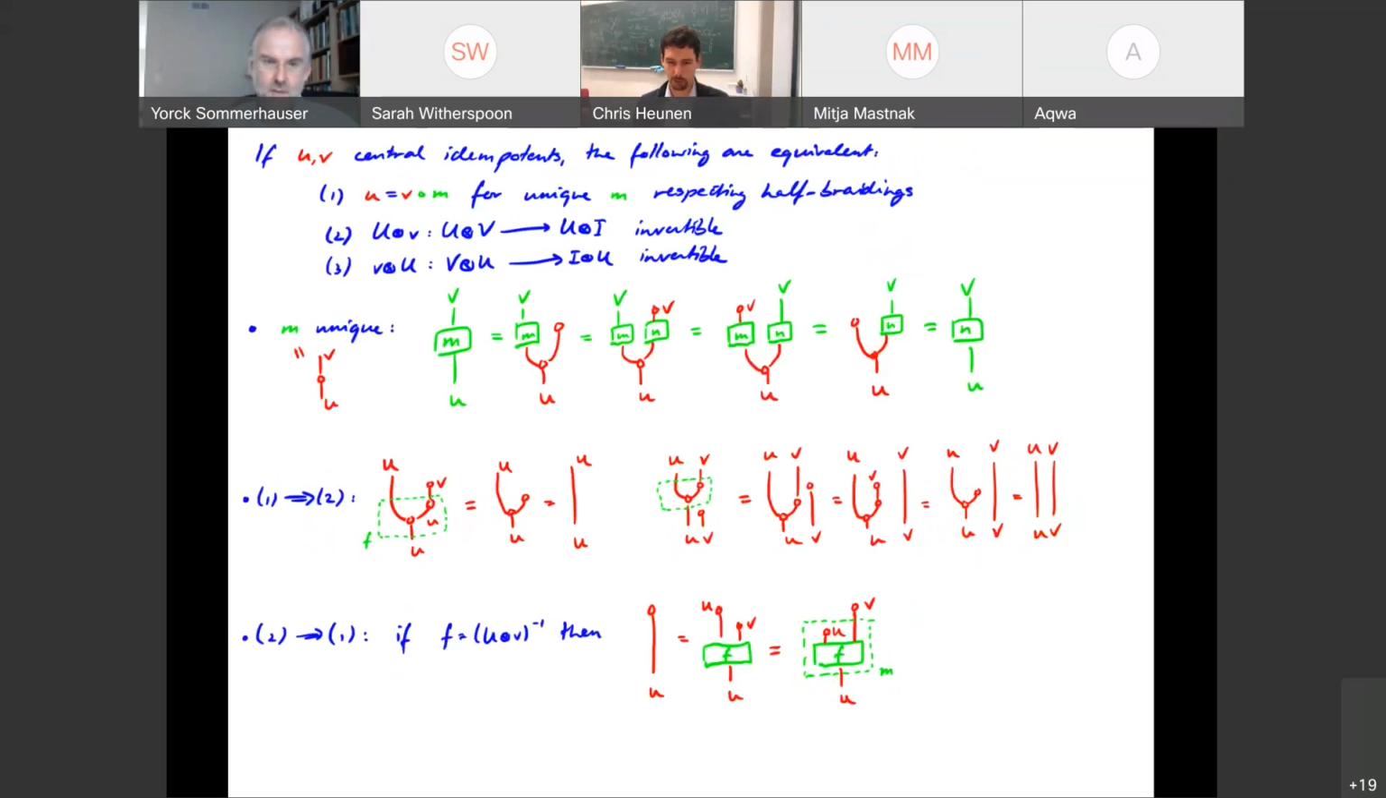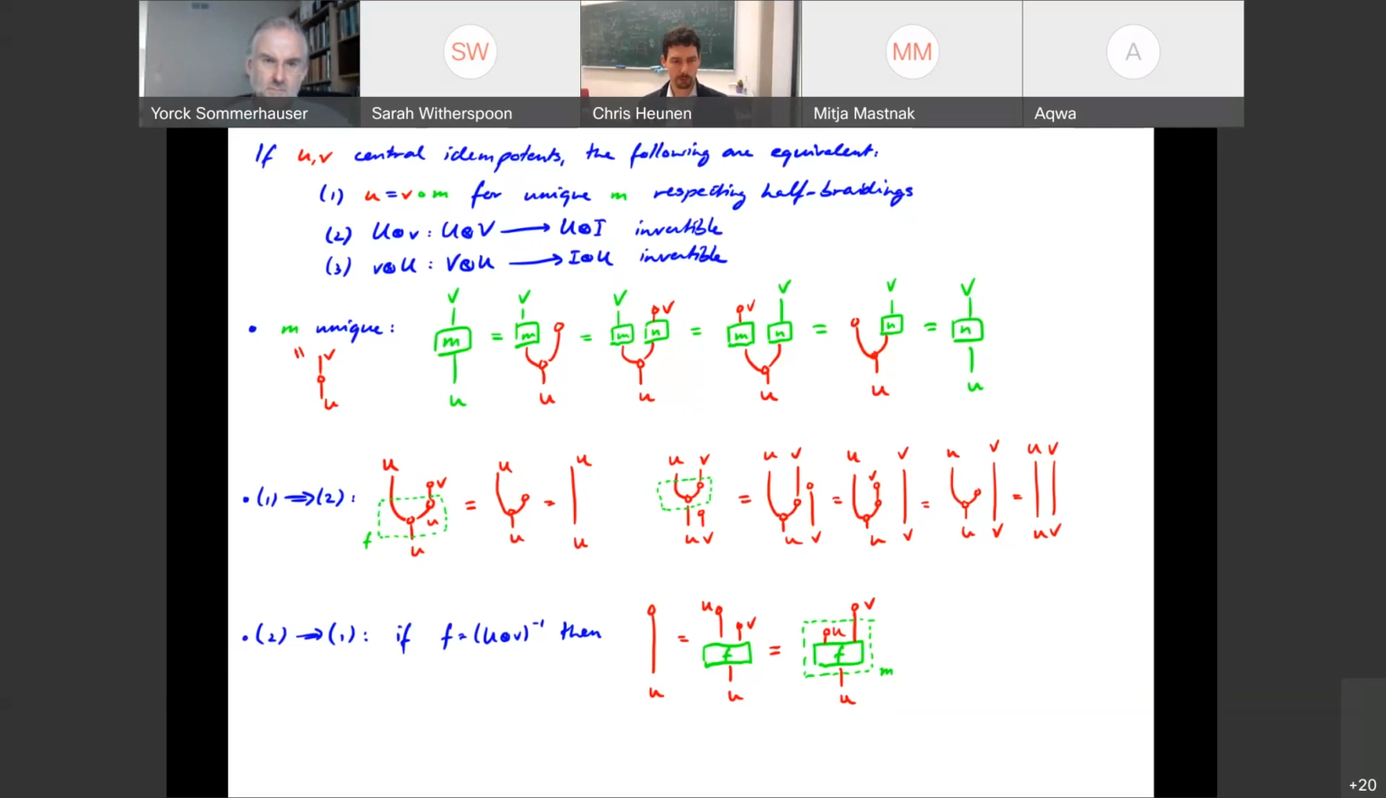But first, I'll build up some lemmas before we get to examples, because I sort of lied when I said that was the full definition, but I'm going to identify certain idempotents. If you have two central idempotents, the following three things turn out to be equivalent. First of all, the one factors through the other. The mediating map is automatically unique in a way that respects the half braidings. That turns out to be equivalent to saying that if I start at U tensor V and I forget the V, that's invertible. And that's the same as saying if I start at V tensor U and I forget the V, that's invertible.